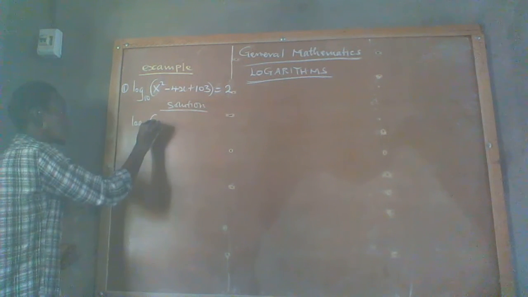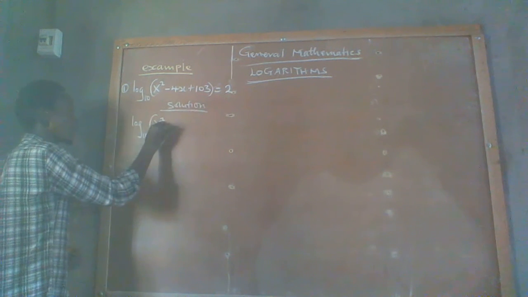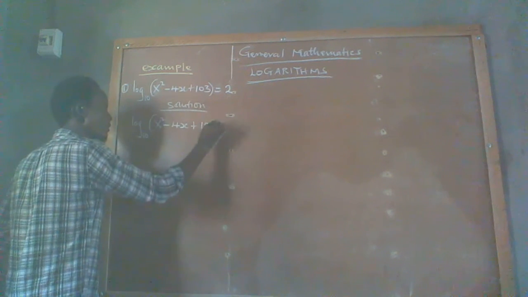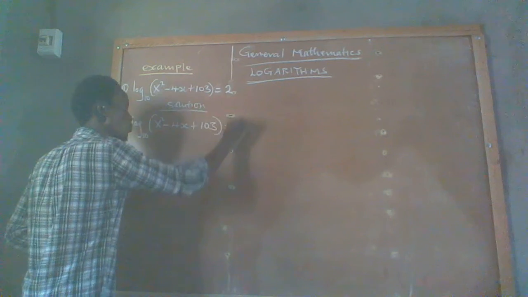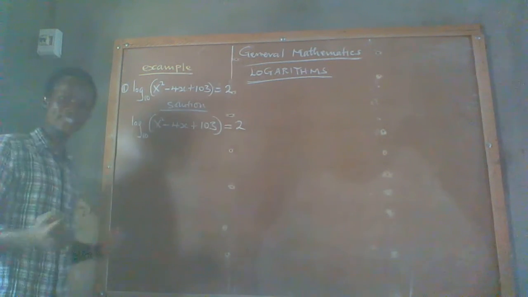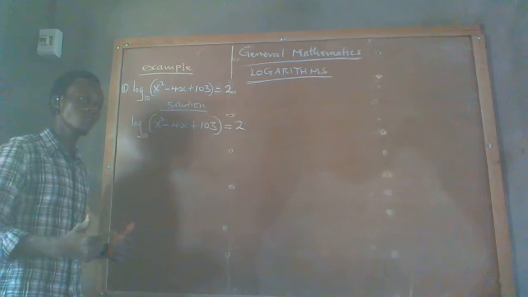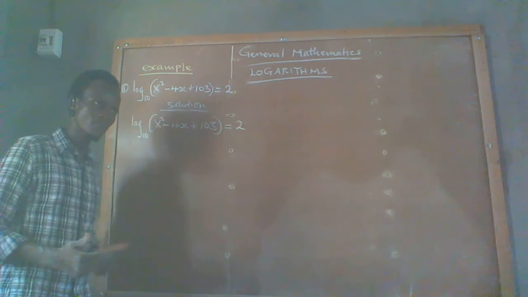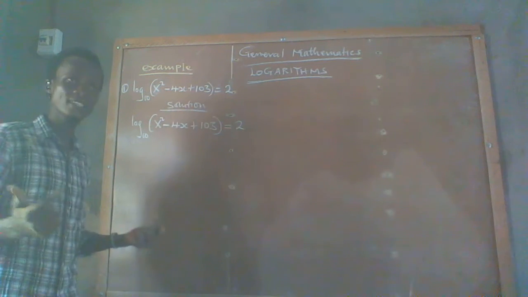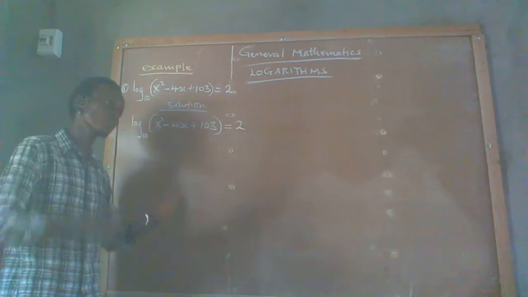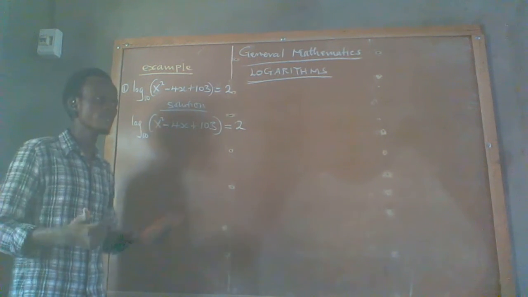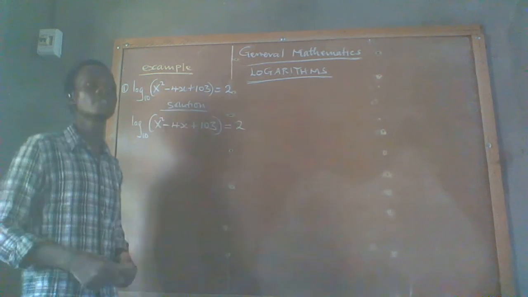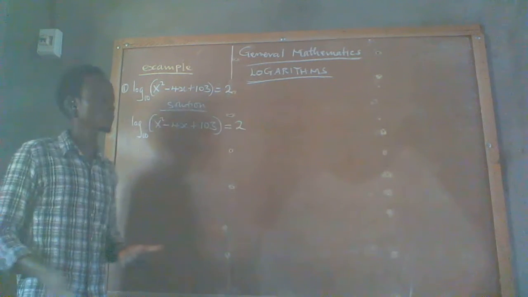Log base 10 of (x square minus 4x plus 103) equal to 2. What we need to take into consideration when we solve logarithm is that we expect to involve quadratic equation. That's why you need to understand how to solve quadratic equations, because when you try to solve certain problems, at times at the end of the day it will lead you to a quadratic equation. So if you don't know how to solve quadratic, you can't proceed further, okay?